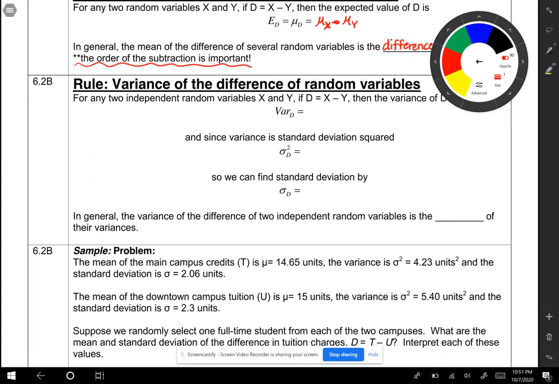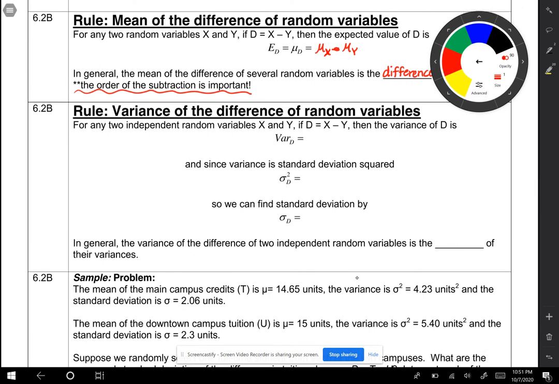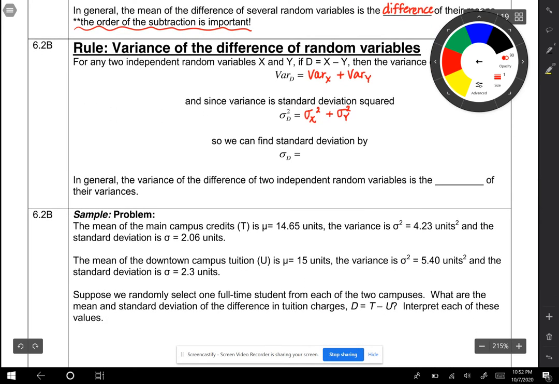Okay, as far as the variance of the difference of random variables, for any two independent random variables, X and Y, if D equals X minus Y, then the variance is still going to be the same. So the variance of D is equal to the variance of X plus the variance of Y. So they add just like they did before. And since variance is standard deviation squared, the standard deviation squared of D is equal to the standard deviation squared of X plus the standard deviation squared of Y. So we can find standard deviation by taking the square root.